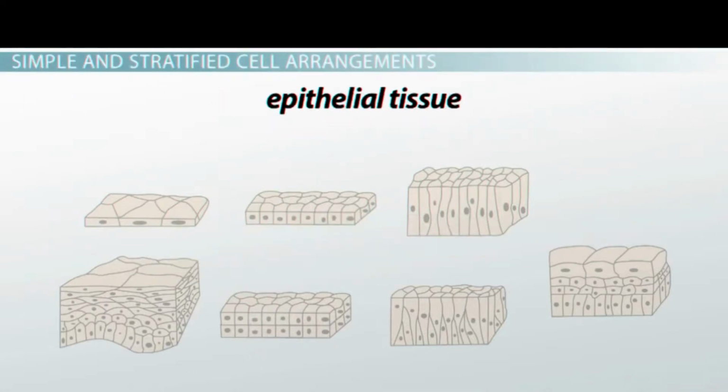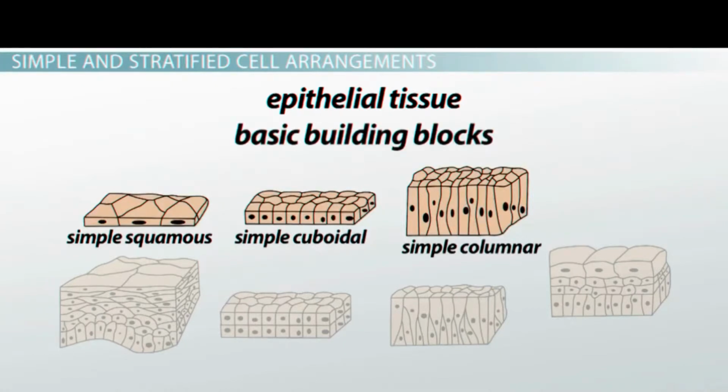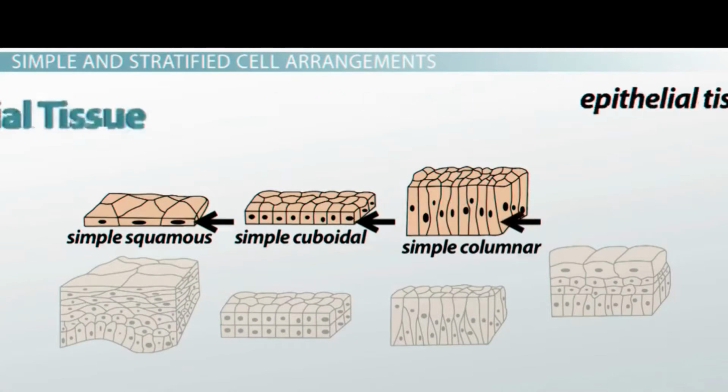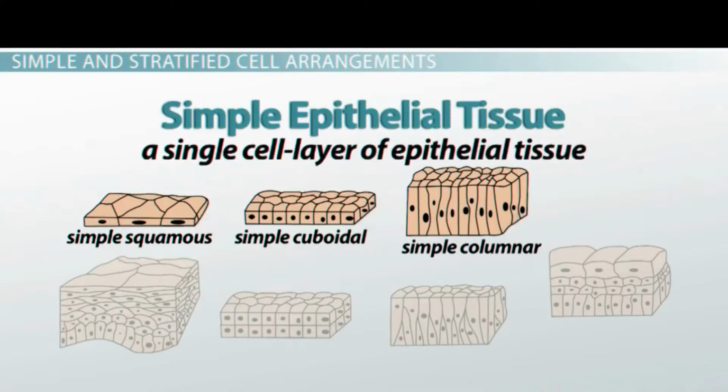What we've just done in terms of the columnar, cuboidal, and squamous cells is gone over the three different Lego shapes of our epithelium. We can take each of these Lego shapes and arrange them in different ways to build a structure. If we arrange any cell shape in a single layer, we would call it simple epithelial tissue. Again, simple epithelial tissue is a single cell layer of epithelial tissue.